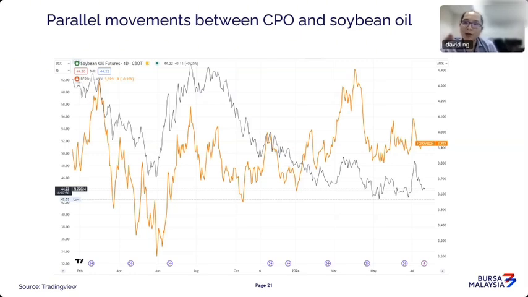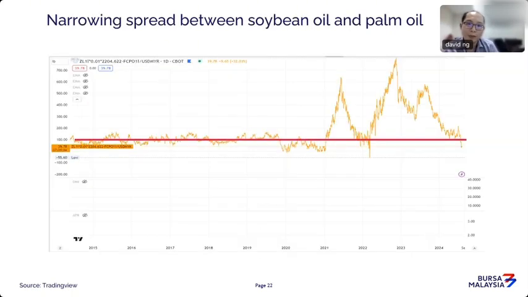Why is soybean oil so weak? It's because in the US, there is an abundance of soybean supply coming into the market. And keep in mind, soybean is also heavily planted in South America, and their supply is also a record this year. All this bearishness in the soybean oil market is going to affect the CPO market. That's why the CPO market is facing a lot of headwind these couple of days, because weakness in soybean oil is spilling over to the CPO market.